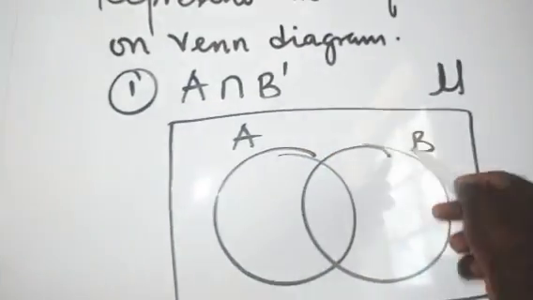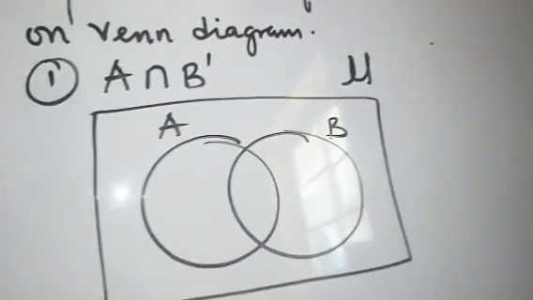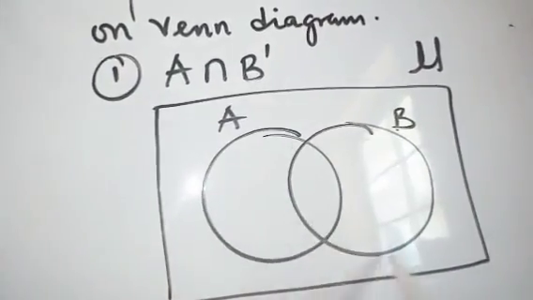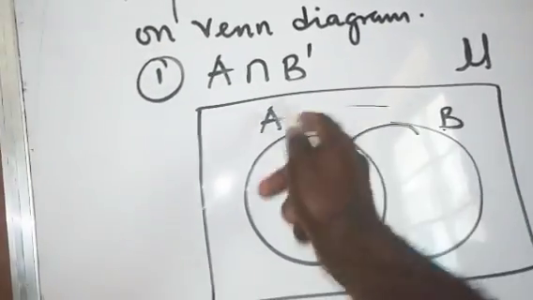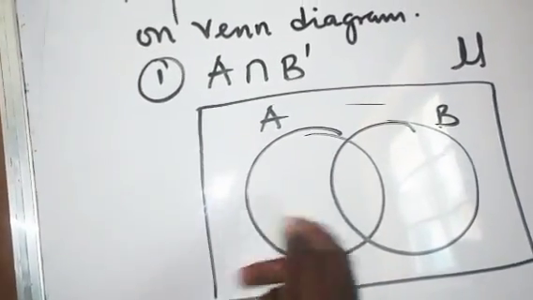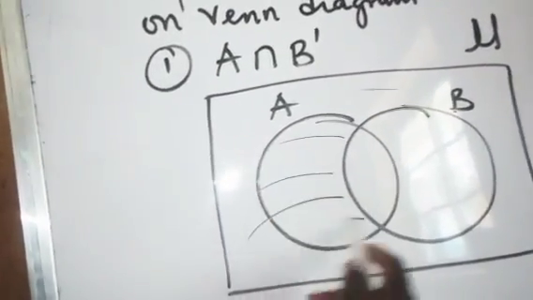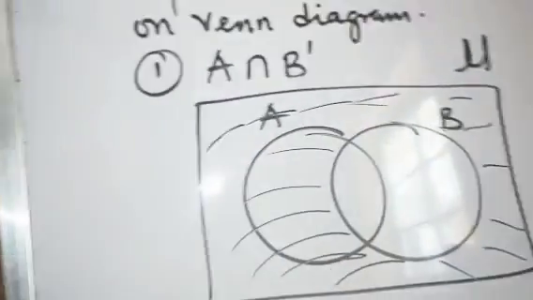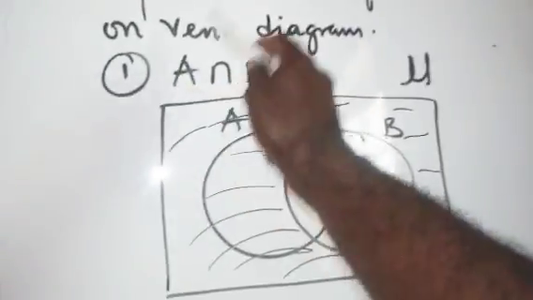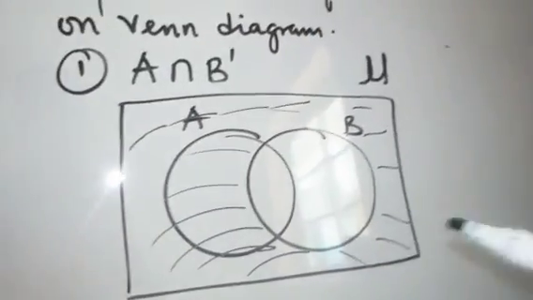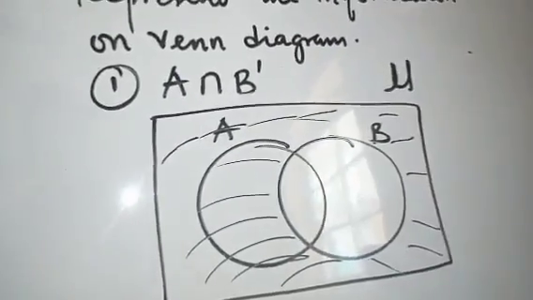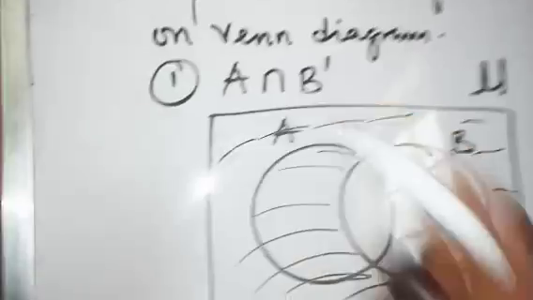Now, if it is B prime you are looking for, B prime simply means those elements that are not in B. And where are those elements that are not in B? They are the ones outside it, including this part. The ones outside are for B prime. But the question says A intersection B prime. That is, what are those elements that are not in B that are also common to the elements in A?